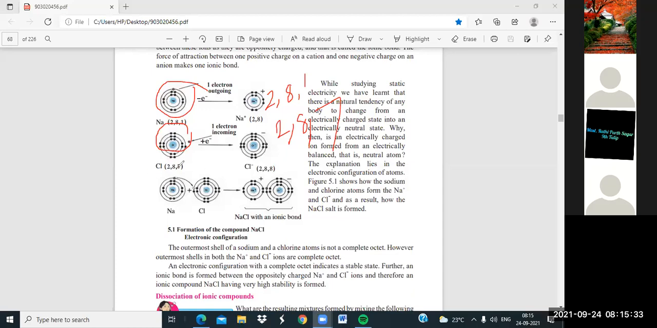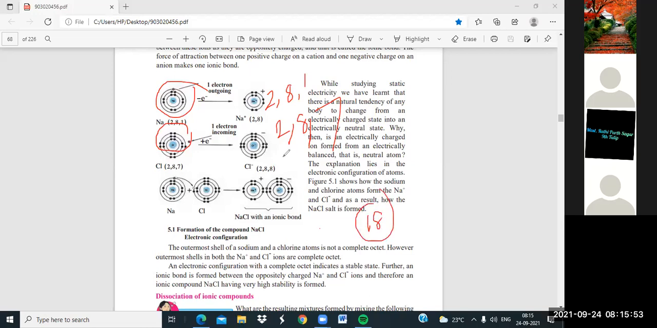And when we speak about chlorine, in 2, 8, 7 the duplet is completed, plus the octet is completed, but in the last shell there are 7 electrons, and we know that this third shell has the capacity to hold a total of 18 electrons.